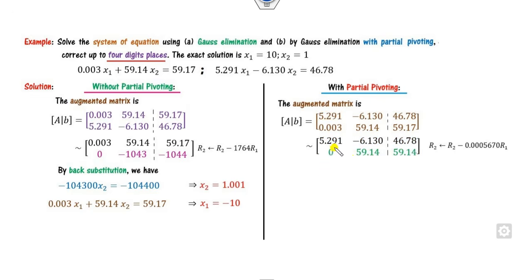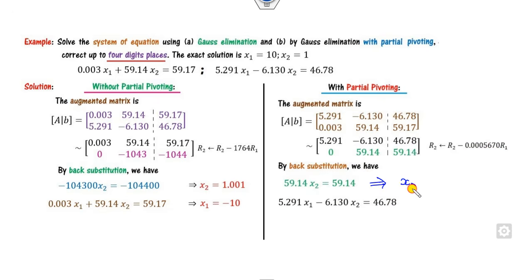You can write the first row as such. You can take the ratio and write up to here. Now again you can write in the back substitution form. You can get the value of x2 from here and then x1, and you can see this is the exact solution. How do you find the exact solution?